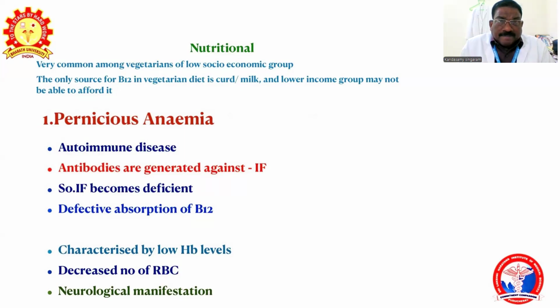So let us see something about pernicious anemia. It is an autoimmune disease. Antibodies are generated against intrinsic factor. So intrinsic factor becomes deficient, thereby causing defective absorption of B12 in the intestine. It is characterized by low hemoglobin level, decreased or no RBC, thereby leading on to neurological manifestation.